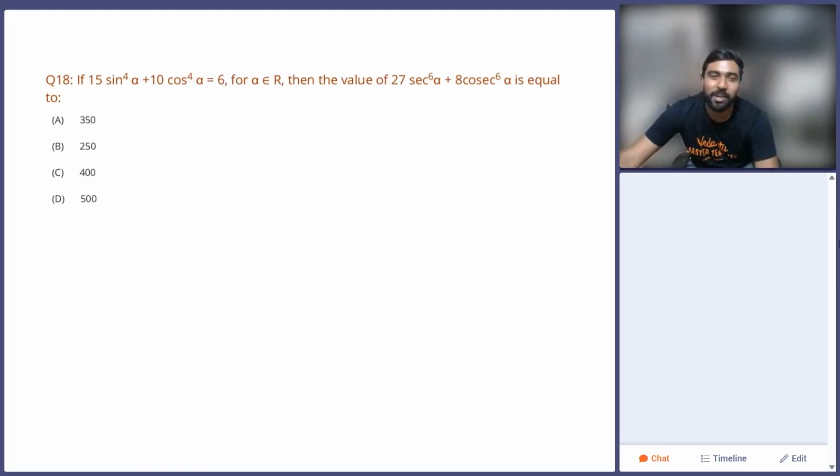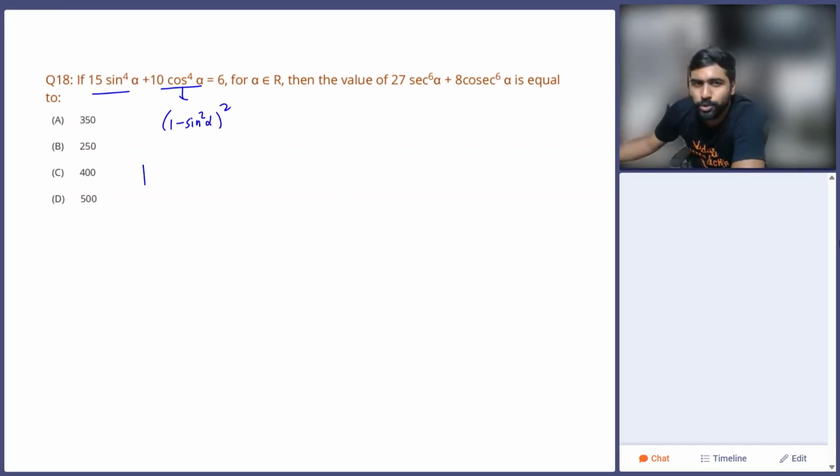All right. Moving on. What do we have now? 15 times sine alpha power 4 plus 10 times cos alpha power 4 is equal to 6. Then what is the value of 27 sec alpha power 6 plus 8 times cosec alpha power 6? So basically we need to get a sine alpha, cos alpha value. And looking at this, I can write cos alpha power 4 as 1 minus sine square alpha, whole square.